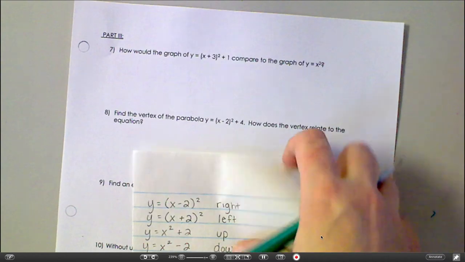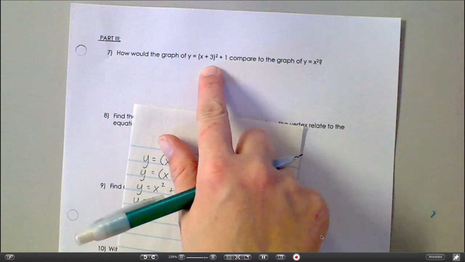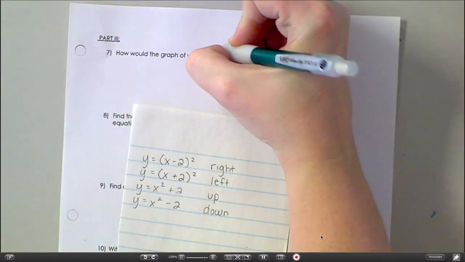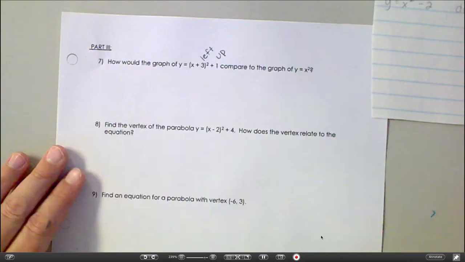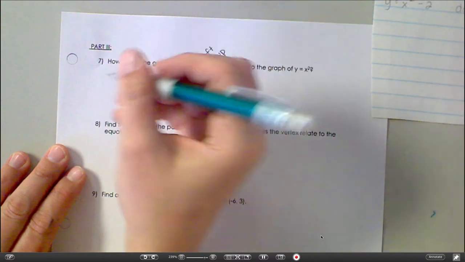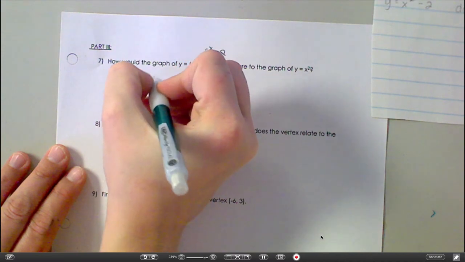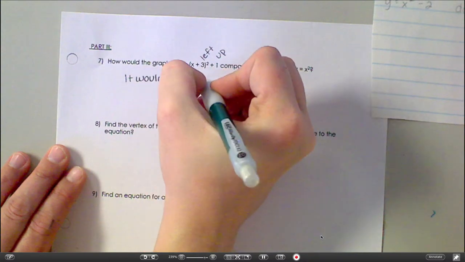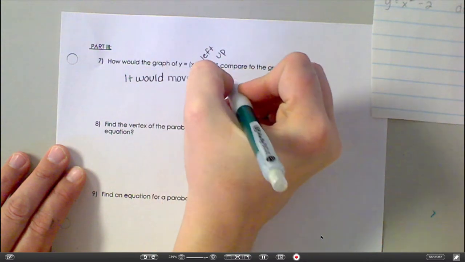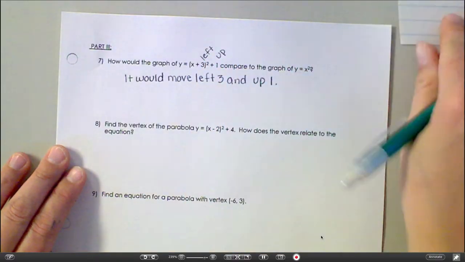Okay, so now we're going to start combining some of these things. So number 7 says, how would this graph compare? How would it move? Go to the left. Left 3, so this tells me I'm going to the left 3 and up 1. Okay, so really what you want to have down in number 7 is it would move left 3 and up 1. Guys, I am giving you these answers. Please make sure you're writing them down. Okay, that's what I wanted you to see there, that it would move to the left 3 and up 1.